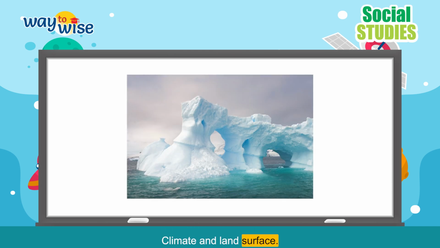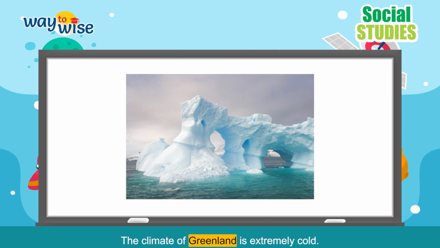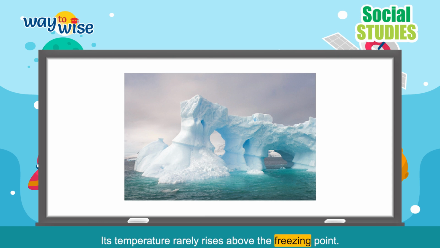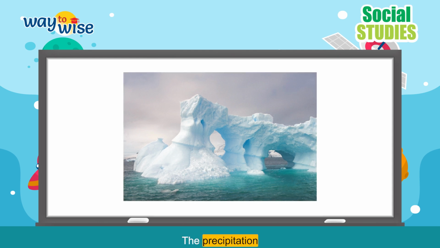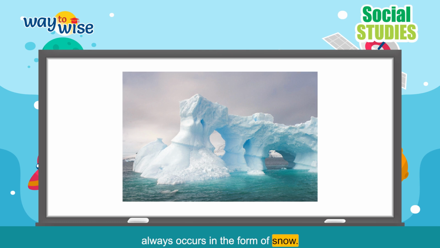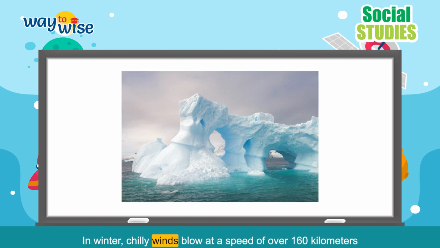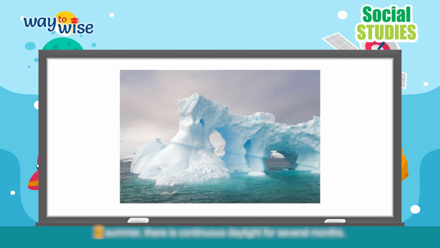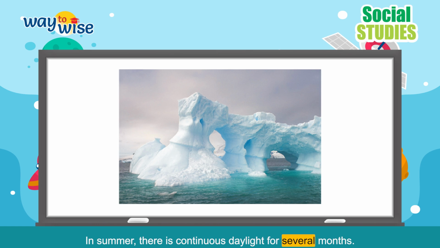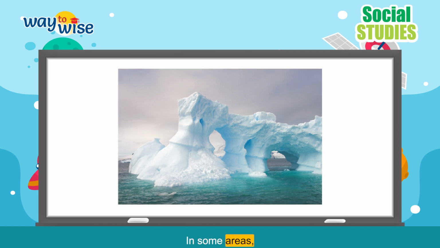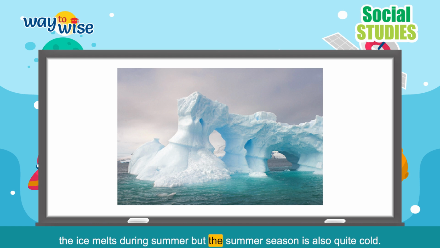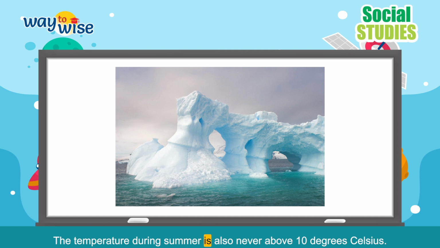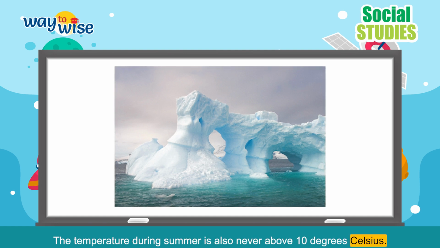Climate and land surface. The climate of Greenland is extremely cold. Its temperature rarely rises above the freezing point. The precipitation always occurs in the form of snow. In winter, chilly winds blow at a speed of over 160 kilometers per hour. In summer, there is continuous daylight for several months. In some areas, the ice melts during summer, but the summer season is also quite cold. The temperature during summer is also never above 10 degrees Celsius.